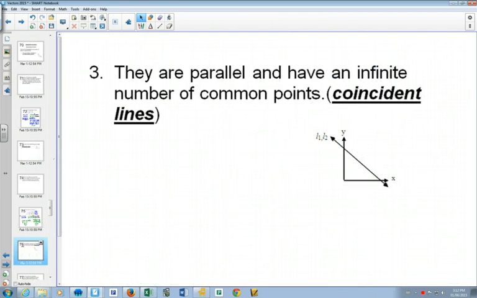And then you've got coincident lines, lines that line up exactly the same, which means there's going to be an infinite number of solutions.